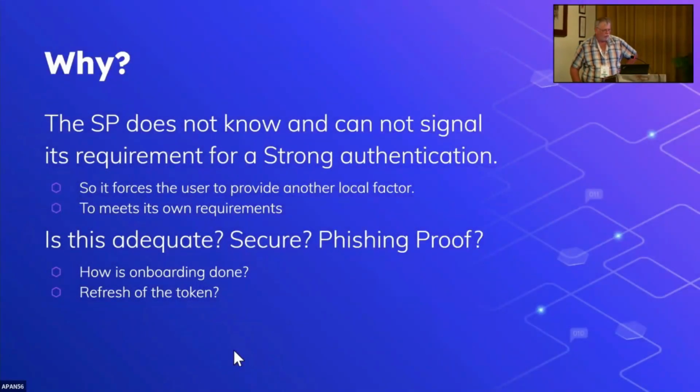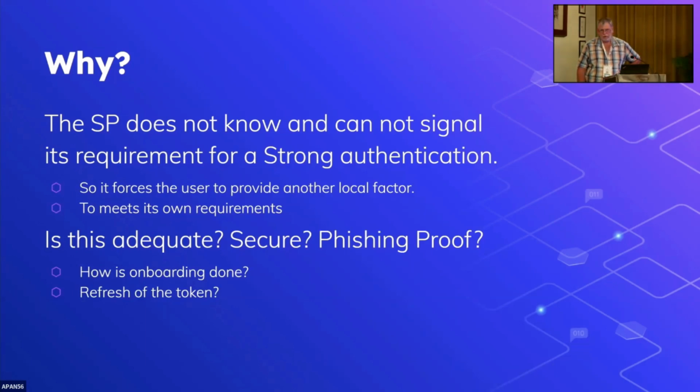So why are service providers doing this? It's because the service provider doesn't know or cannot signal its requirements for multi-factor or strong authentication. So it's forcing the users to provide another local factor to meet its own requirements. Service providers, as I said, have their own requirements. They want multi-factor today. They want to know it's happening, but they don't trust or know that universities are actually doing it for them on their behalf.